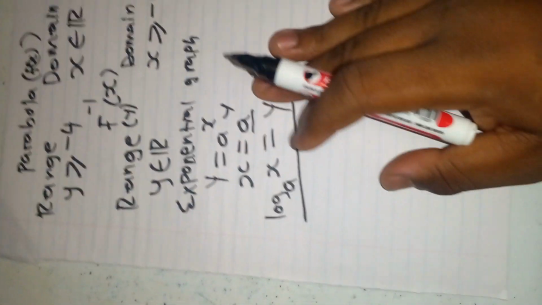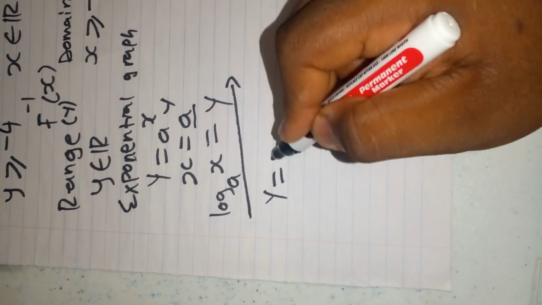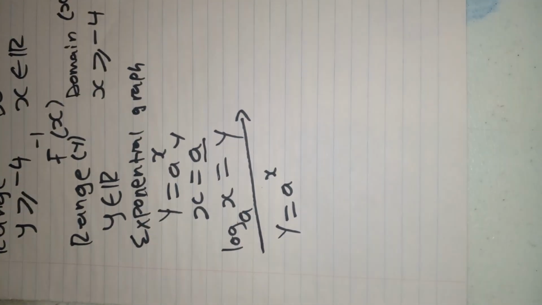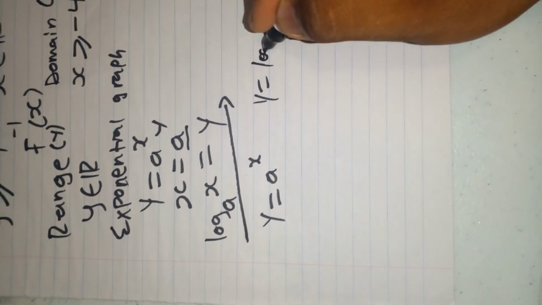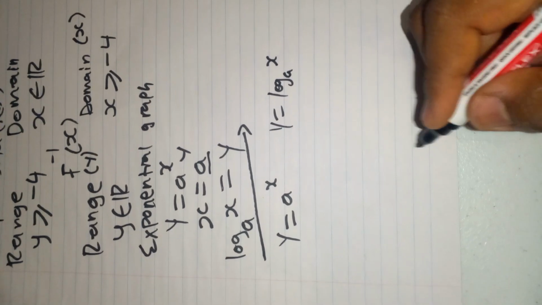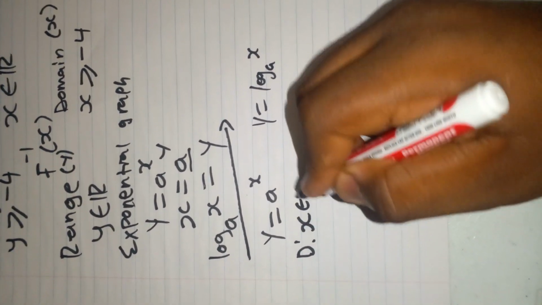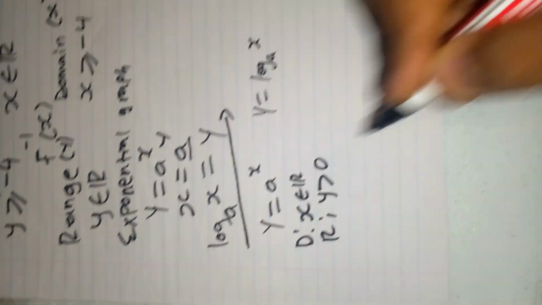So now let's go and talk about the range and domain of this. So check, y is equal to a to the power of x is the original function, right? And then the inverse is y equals log a of x. So now what is the domain? The domain is simply x element of real numbers, and then the range is y greater than 0.